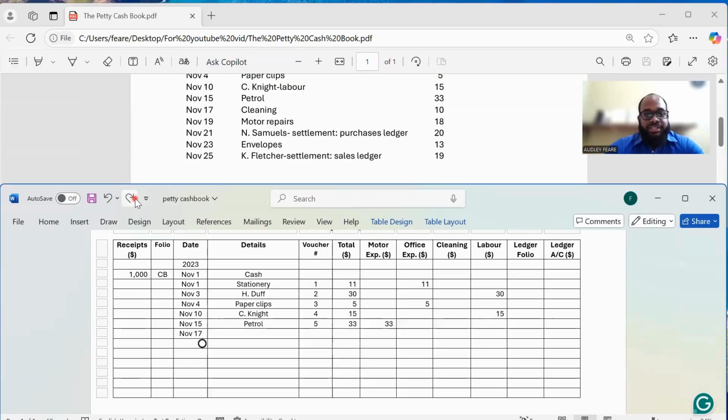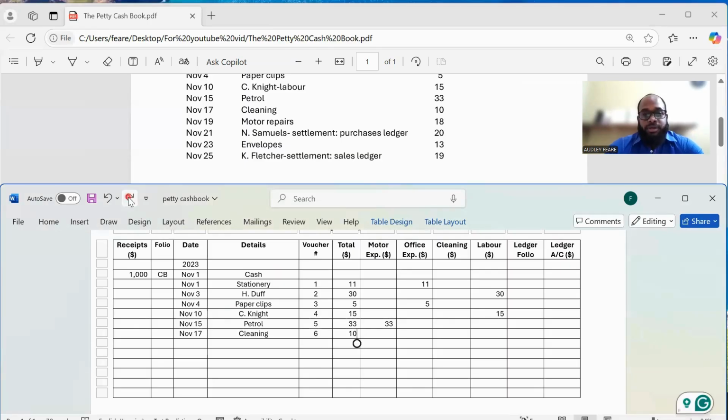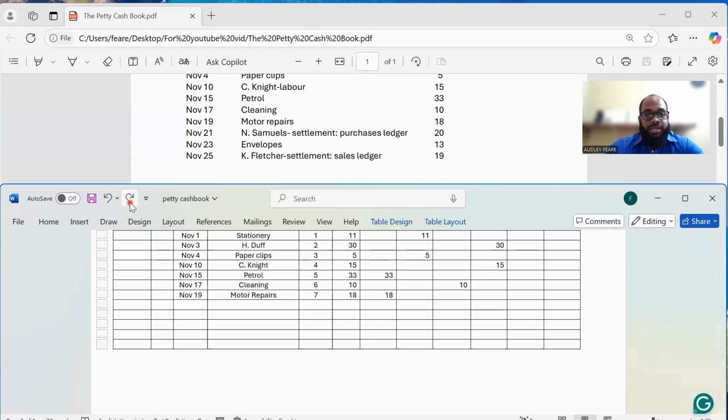All right. November 17th, cleaning. Voucher number, we continue 6. The amount for cleaning here is 10. So we're going to put 10. And of course, it goes on the cleaning, all right, as 10. And we move on, November 19, motor repairs. And motor repairs would, of course, come under motor expenses, and the total is 18, voucher number. We continue in the same order, all right, and we go down.